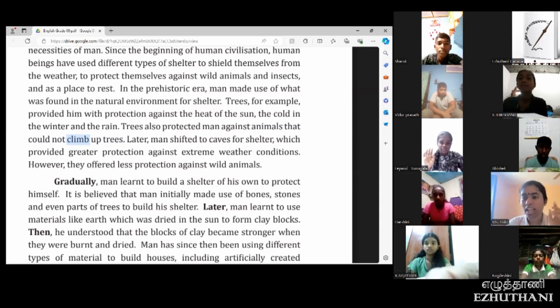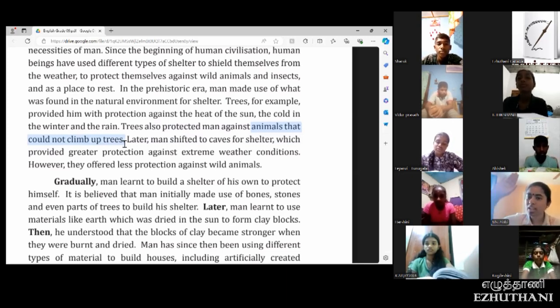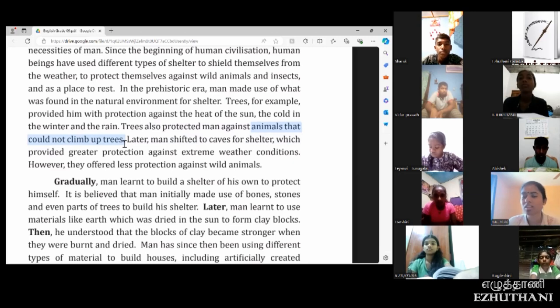I only see Lainey raising. Okay, so Lainey, do you know what climb means? ஏறுதல் teacher. So climbing means ஏறுறது. So animals that could not climb up trees. Right? So சில மிருகங்களால மரங்கள் மேல ஏற முடியாது. ஆனா மனிதரால மரம் மேல ஏற முடியும். So மனிதர்கள் மரம் மேல ஏறி they'll hide there to protect themselves. But some animals cannot. Right? So அத அவங்கள பாதுகாக்கும். விளங்கினதா ஷாருக் உங்களுக்கு?